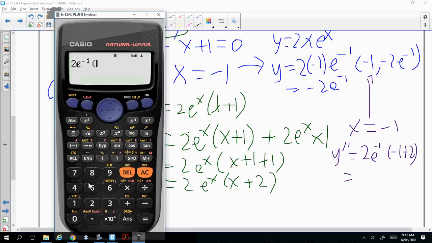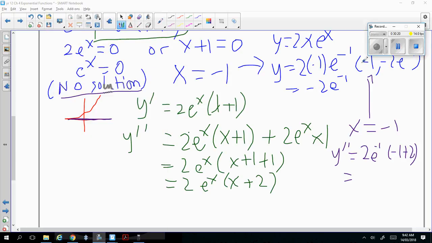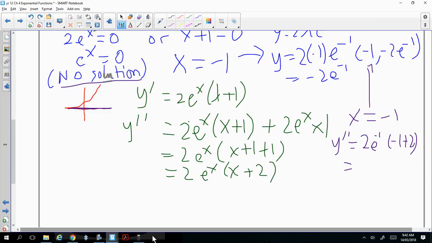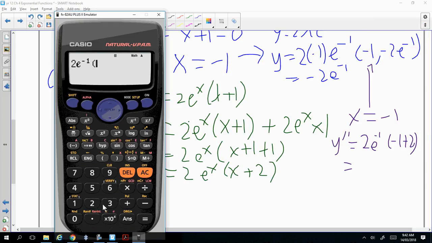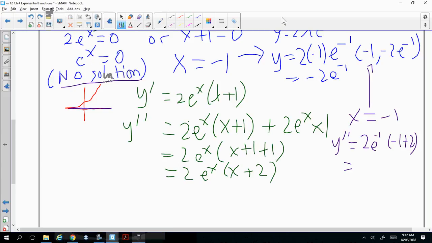Okay, good. All right, so what answer did you get? You get 0.735 there, and that's positive. So you say, therefore, it is a minimum. So this is a minimum turning point. All right, so after we do this, we now have to find the point of inflection.